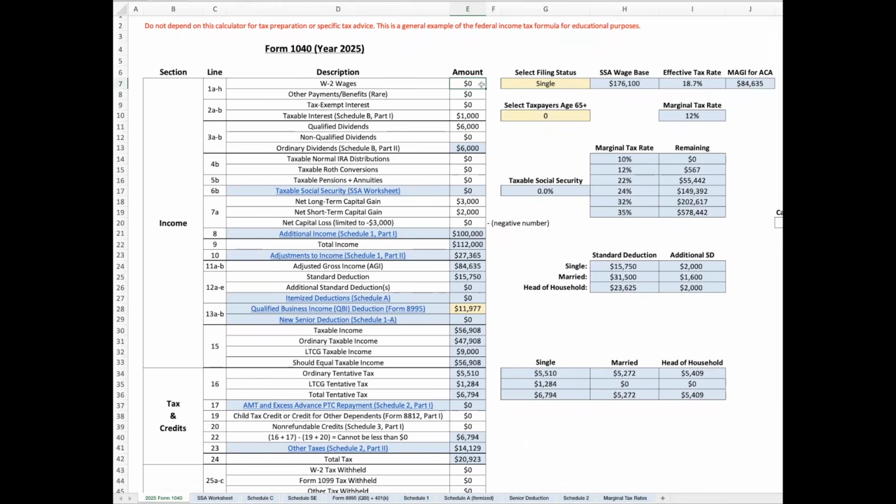So there's a lot of information here. I hope this hasn't overwhelmed you. I hope you've enjoyed this overview of the federal income tax formula. Measure twice and keep finance personal.